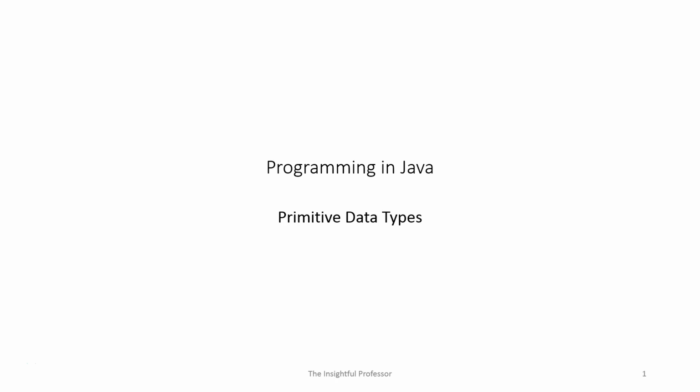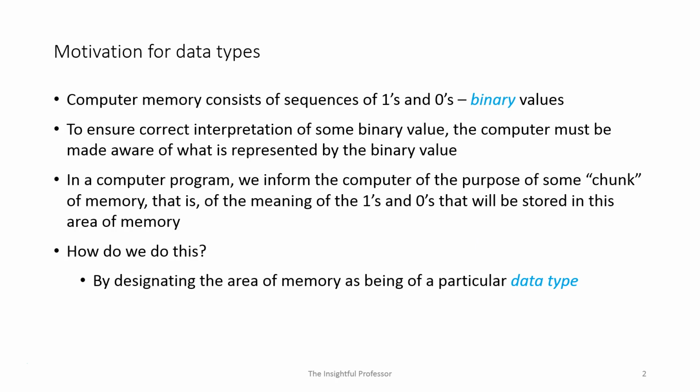So the first question that probably comes up is, what are we concerned with data types for? Well, the motivation for data types lies in what I'm going to describe here. Computer memory consists of sequences of ones and zeros, what we call binary values. These ones and zeros in computer memory could be subject to different interpretations.